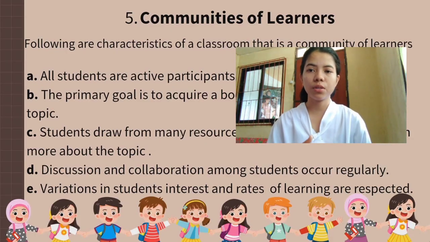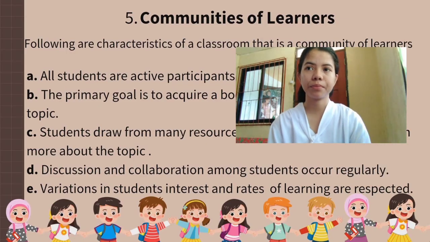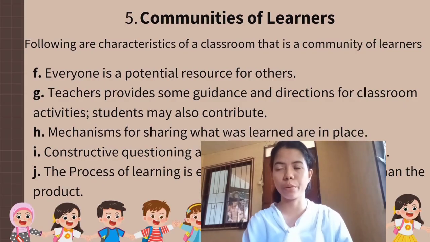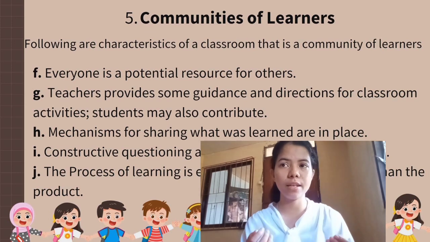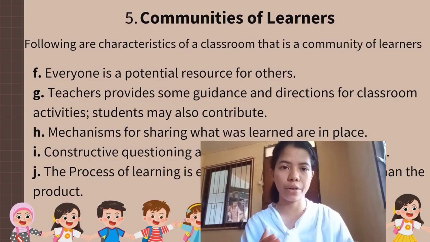The variations in students' interests and rates of learning are respected since not everyone can catch up as quickly as the others. Every student's learning rate is respected. Next, everyone is a potential resource for others. In a community of learners classroom, everyone is a potential resource for others because everyone is interacting and has different ideas, so one person can be a resource for another.